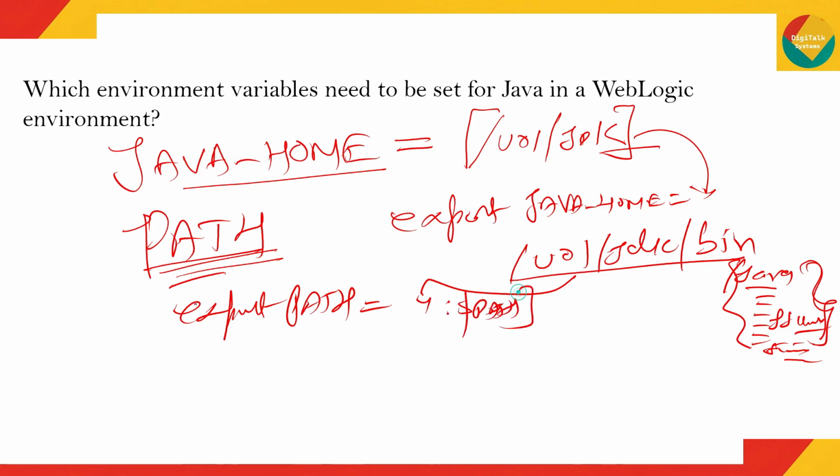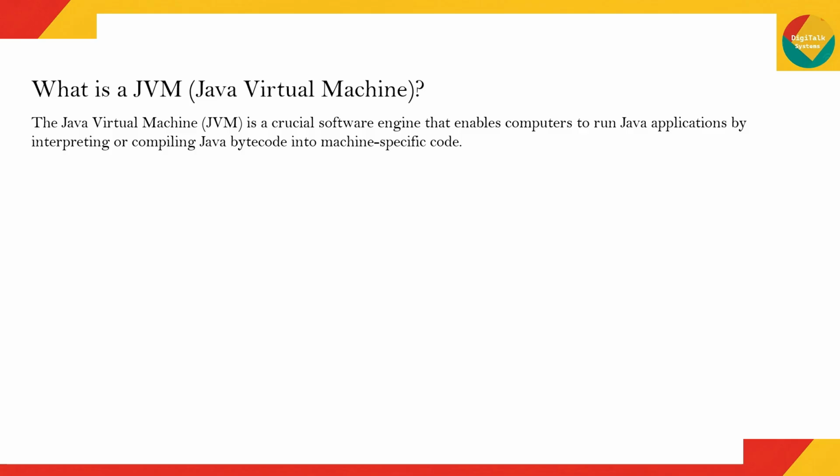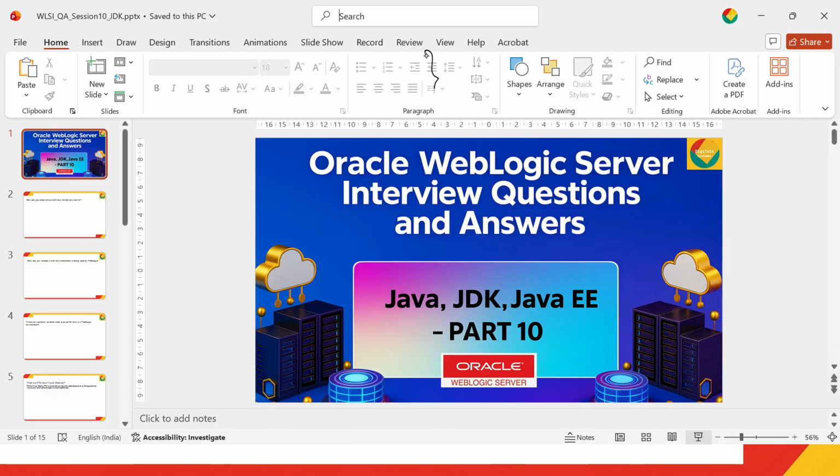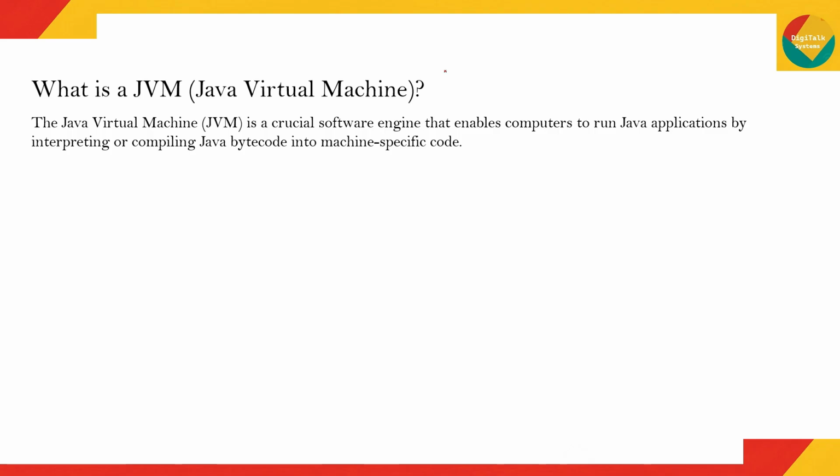This is a standard way to export the variables. So these are the two important variables that we specify related with the Java. Now, what is JVM, Java Virtual Machine? This is a concept of Java language, because we know that every server runs on its own JVM. We have the admin server, we have multiple servers, and every server runs their own JVM.